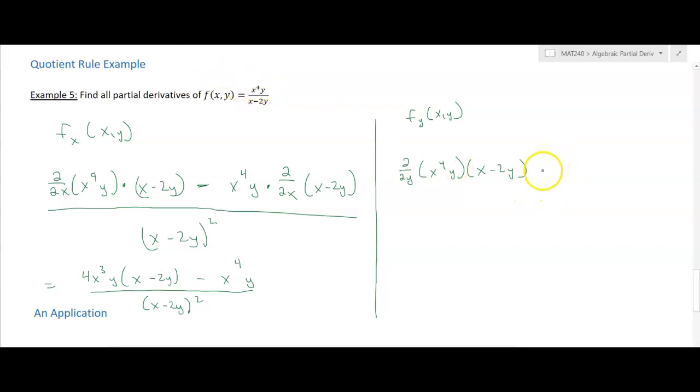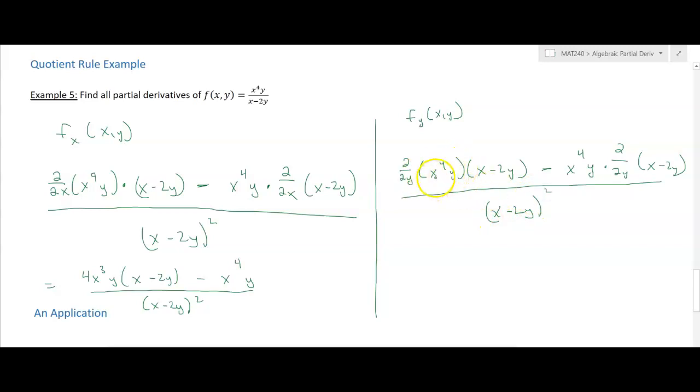And now this is going to be minus the derivative of the bottom with respect to y. Actually, x to the fourth y times the derivative of the bottom. And that's going to be with respect to y of x minus 2y, still divided by the bottom squared, which will be x minus 2y, quantity squared.